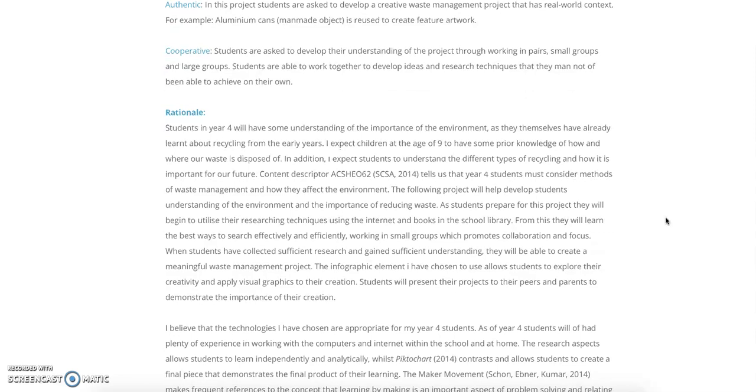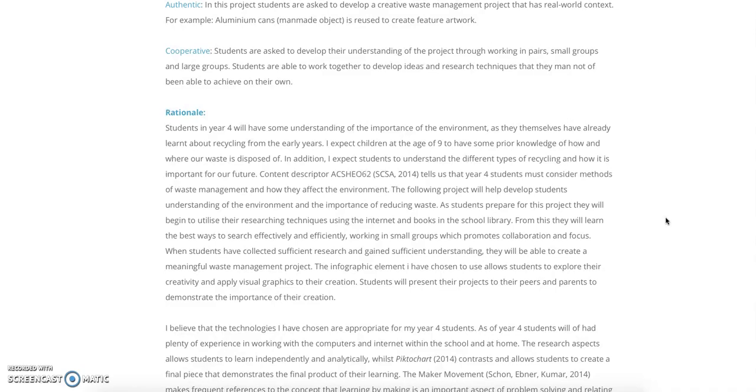Students in Year 4 will have some understanding of the importance of the environment, as they themselves have already learnt about recycling from the early years. I expect children at the age of 9 to have some prior knowledge of how and where our waste is disposed of. In addition, I expect students to understand the different types of recycling and how it is important for our future.